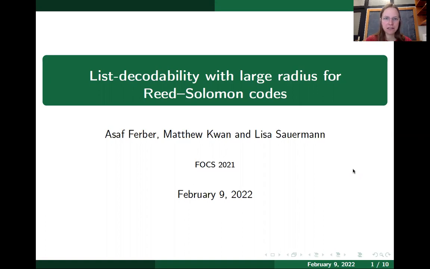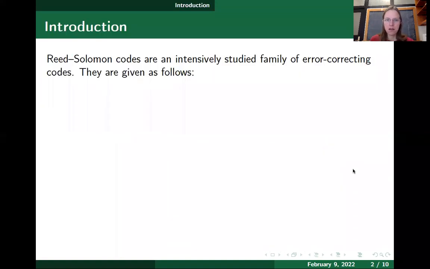This paper, List-decodability with large radius for Reed-Solomon codes, is joint work with Asaf Ferber and Matthew Kwan. As many of you may know, Reed-Solomon codes are an intensively studied family of error-correcting codes, and we can define them as follows.